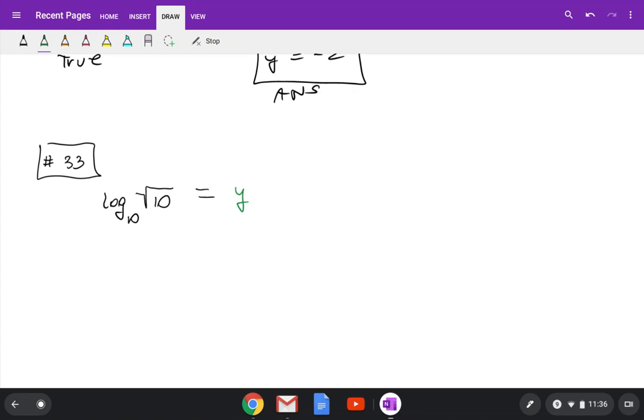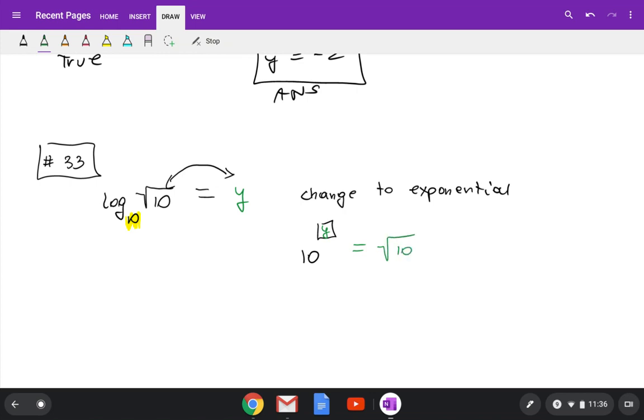Okay, so I'm going to put y. Okay, we have to figure out what is log base 10 of square root of 10 equal to. So I'm going to change to exponential because it's easier to solve it that way. So the base of my exponents, it's going to be the same as base of log. So I'm having 10. And next to my base, I'm not going to have square root of 10 because they're going to switch the position. So I'm going to have 10 to the power of y has to be equal to square root of 10.